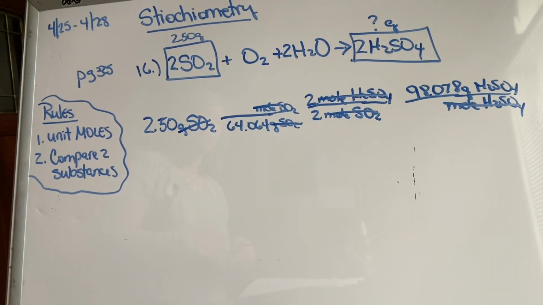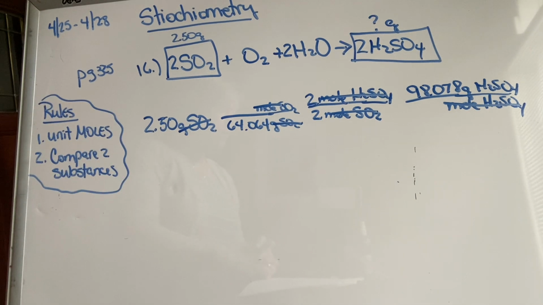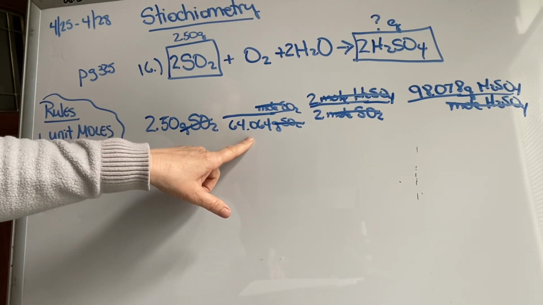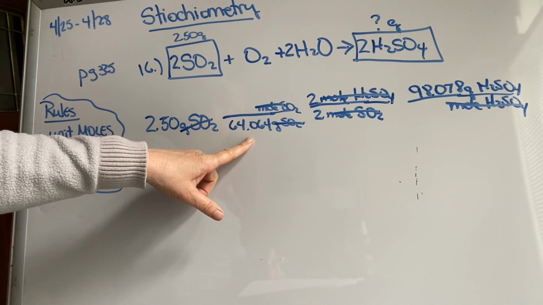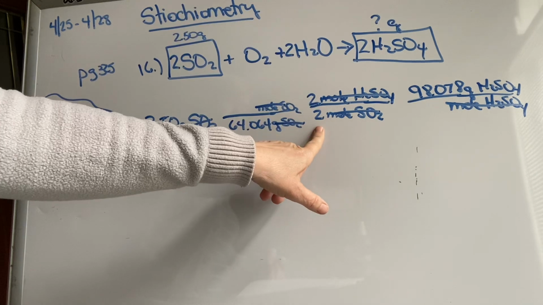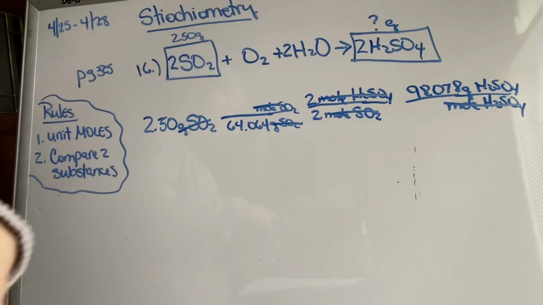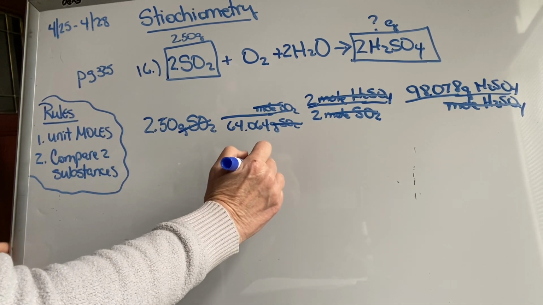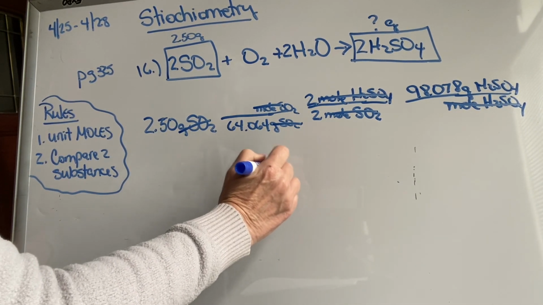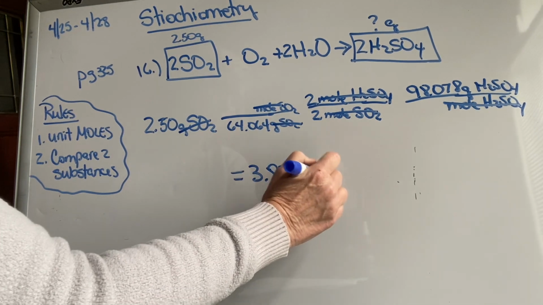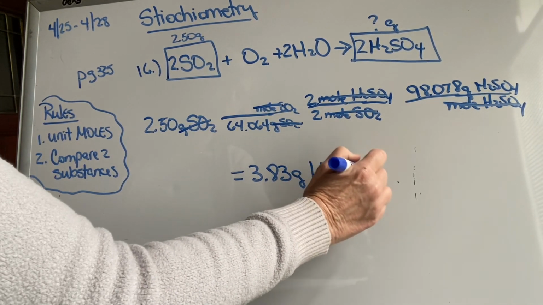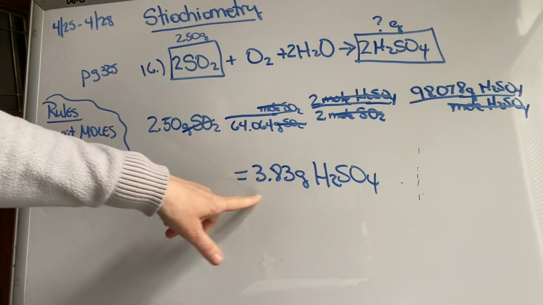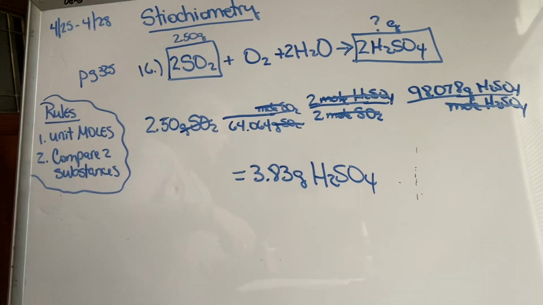I just need to plug this into my calculator. Always start on the left when you're plugging this into your calculator. That's 2.50 divided by 64.064 times 2 divided by 2 times 98.078. And when you plug all that in, you're going to get 3.83 grams of H2SO4. So how much H2SO4 or sulfuric acid will we produce? 3.83 grams of it.